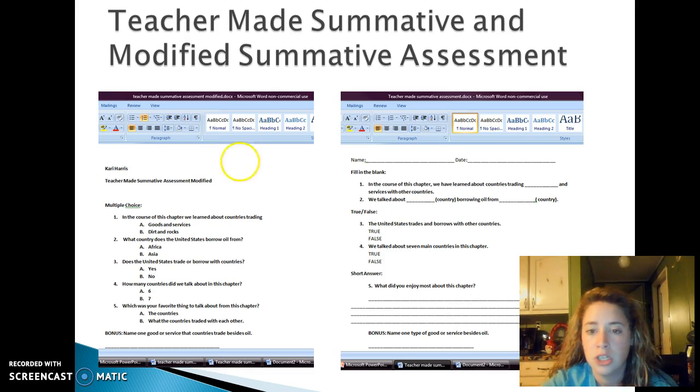On the regular summative assessment, I did a fill in the blank for 2 questions, and a true and false on two questions, and they had 1 short answer, but they still had a total number of 5, just like on the modified, and they also had a bonus question.